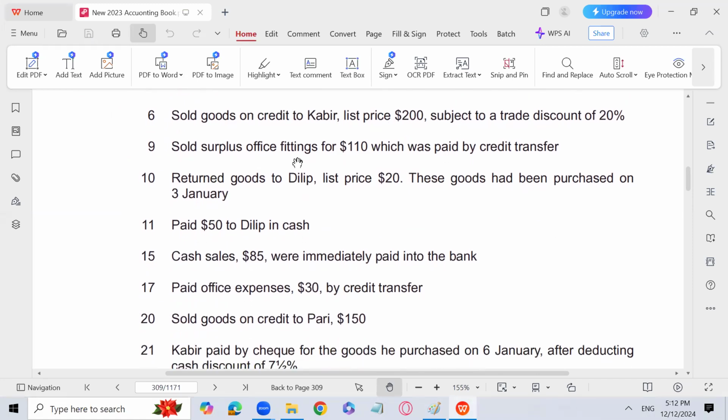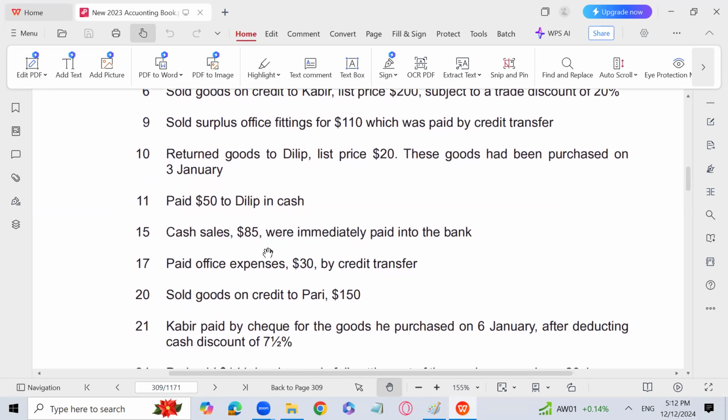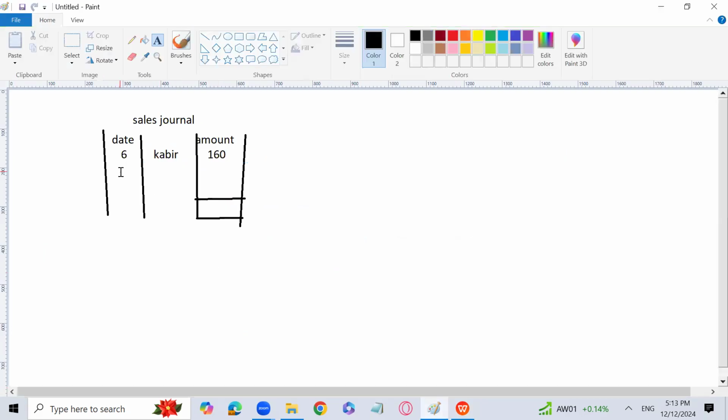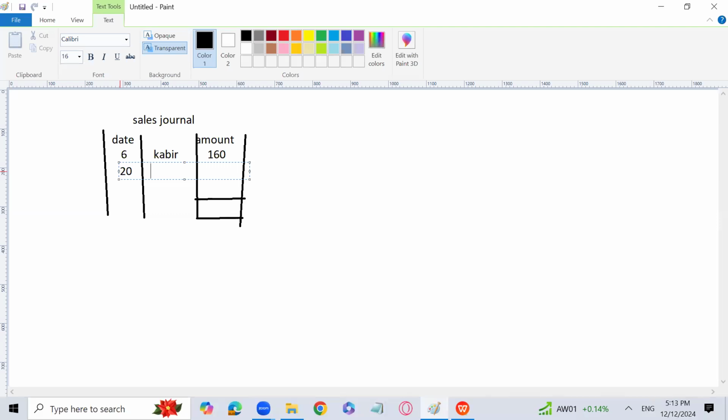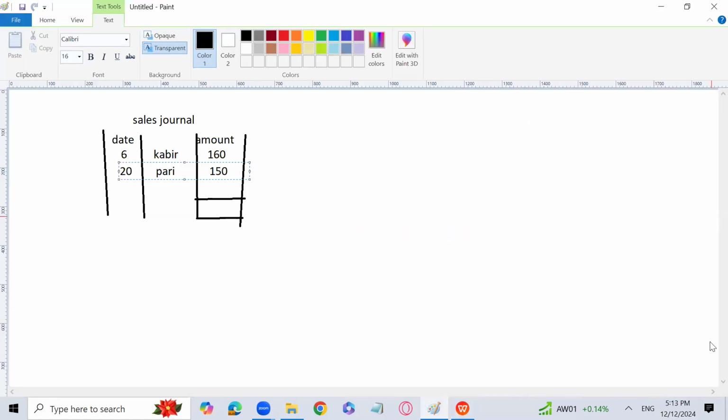Then again, sold surplus furniture, that is furniture, not goods, so forget about it. Returned goods to Dilip, that is a purchase return actually, so it will also not come. Cash sales will not come. Sold goods on credit to Pari 150. It will come on 20th, so I will write the date 20. The name Pari will come, and the amount is going to be 150.